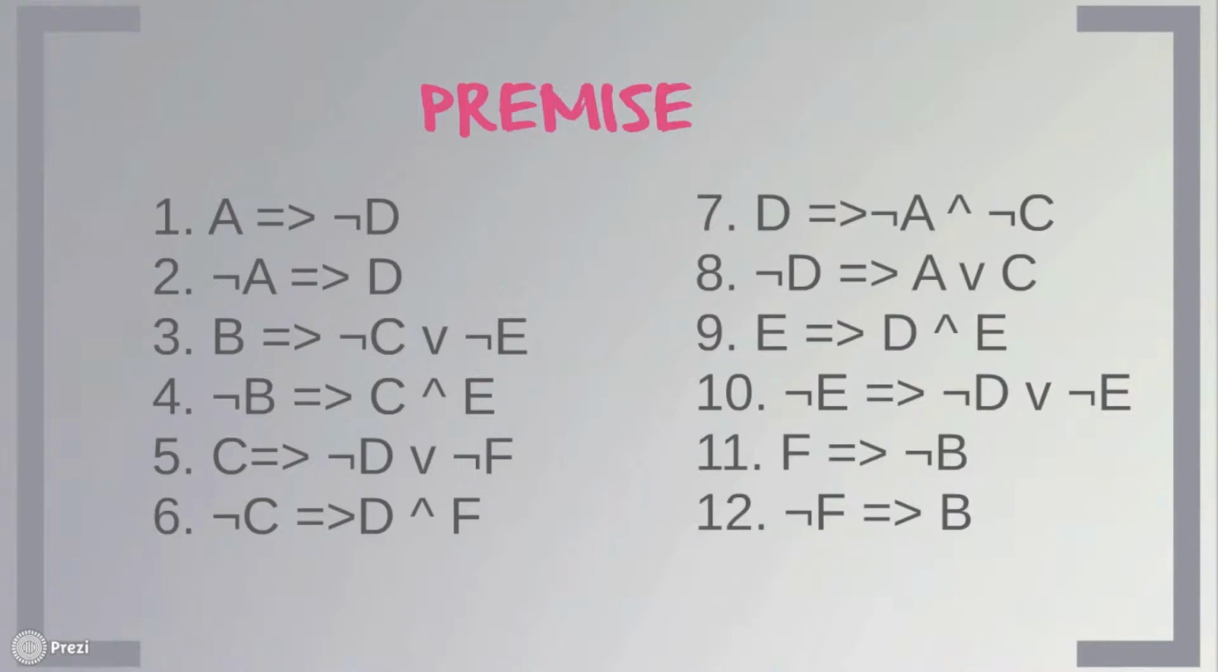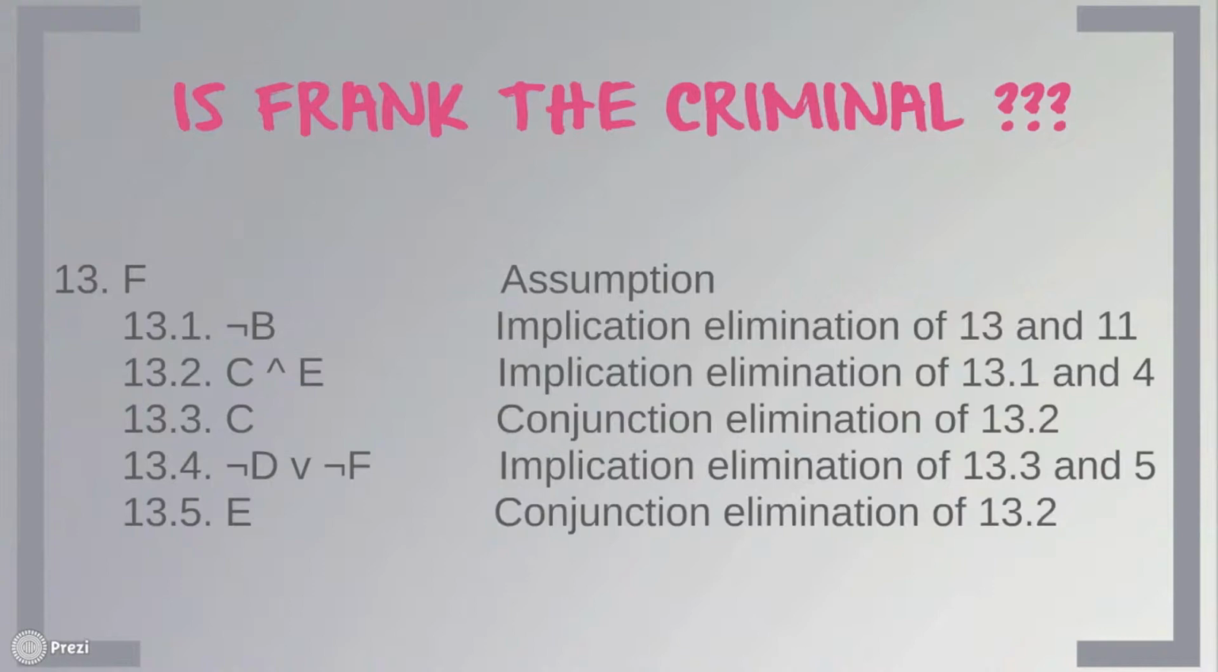Because A said D is a criminal, therefore A implies not D. Then we have premise 1. And because A implies not D, we can have not A implies D. And from all the information we gather from 6 suspects, we have come up with 12 premises as stated on the screen. And now let's use natural deduction to deduce who is telling the lie while who is telling the truth. First, let us assume F.